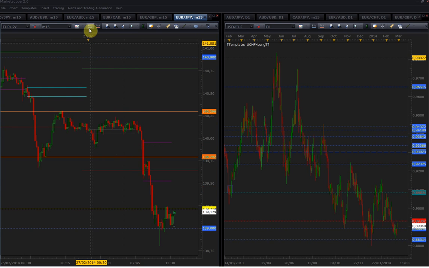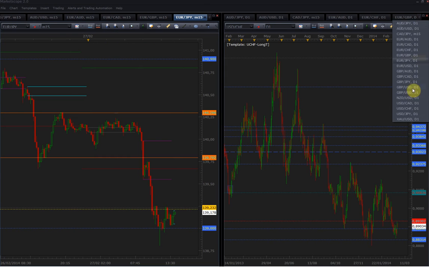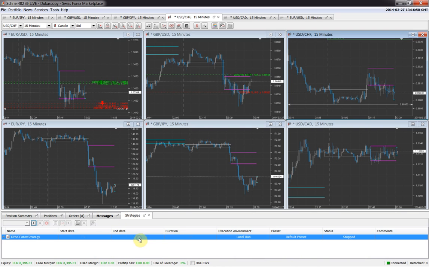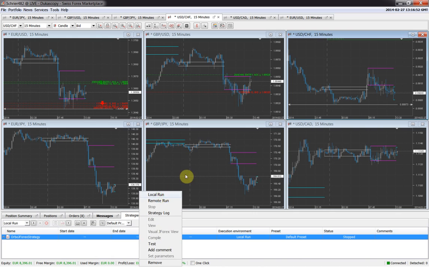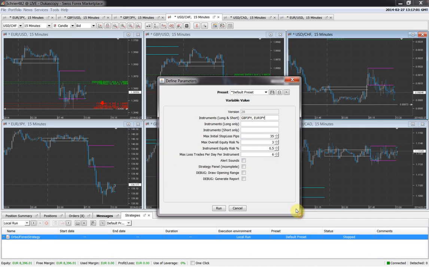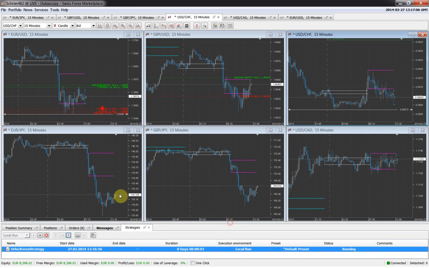I'm gonna buy maybe yen pairs if we break this line, yellow line. Let's see dollar CAD. Somebody is calling dollar CAD. Yeah, it's an uptrend. It's a strong uptrend. I'm gonna start my strategy here. Okay, we're gonna take a long on pound yen and euro yen if we break the opening range to the upside.